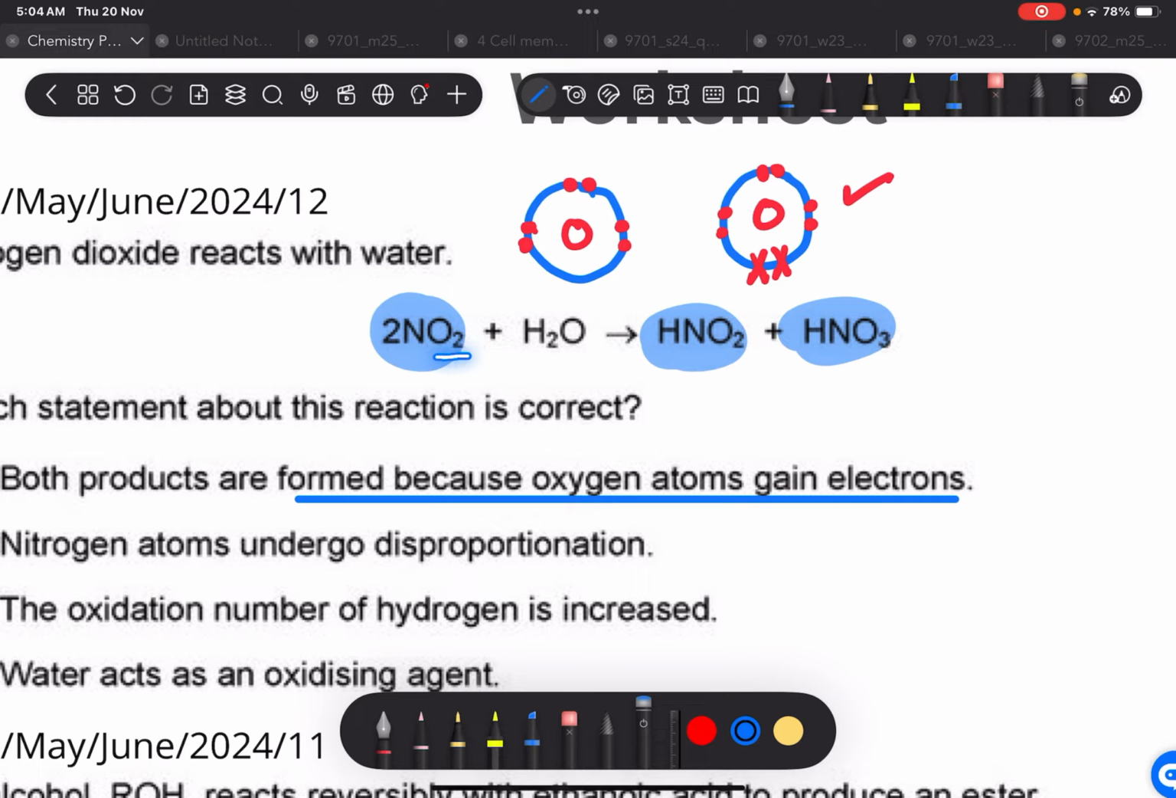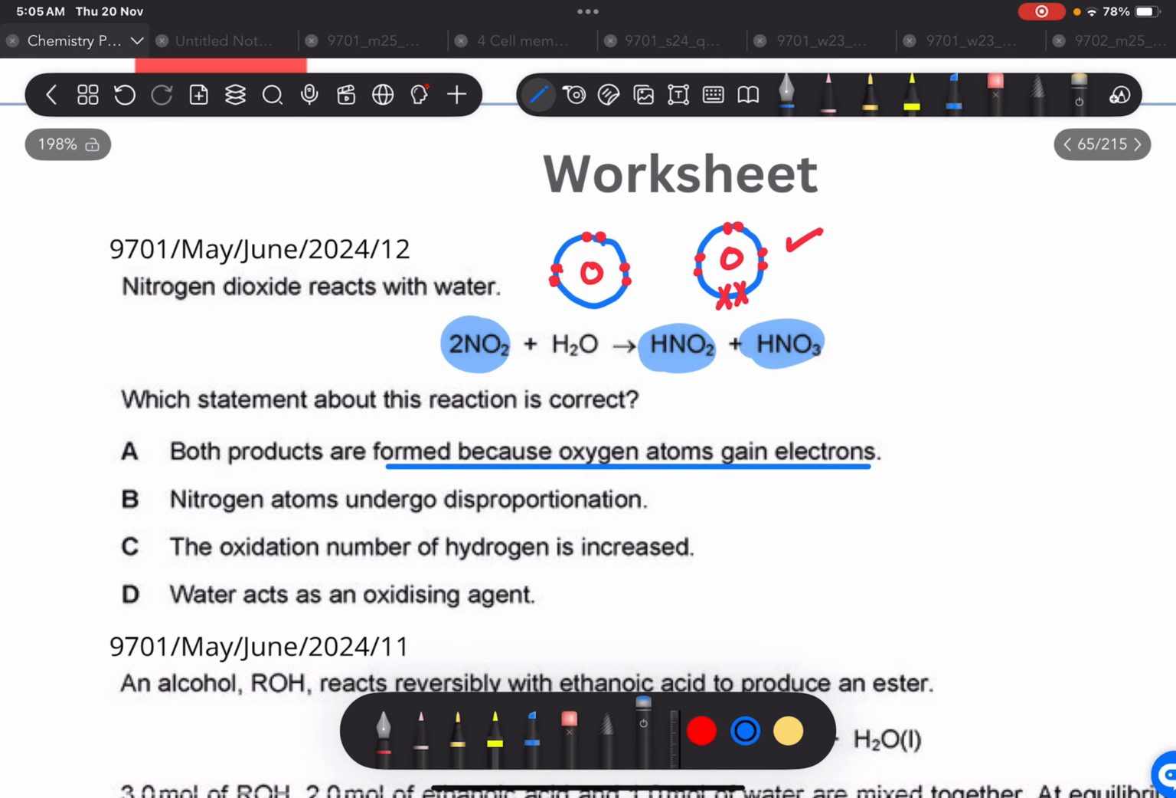Oxide ions remain oxide ions in HNO2 and HNO3. No change of oxidation number for oxygen in this reaction. No oxygen atoms are involved in this reaction, only oxide ions. I hope that makes sense and this concept is clarified. Next option: nitrogen atoms undergo disproportionation. Okay. So now we need to check whether the oxidation number of nitrogen changes or not.